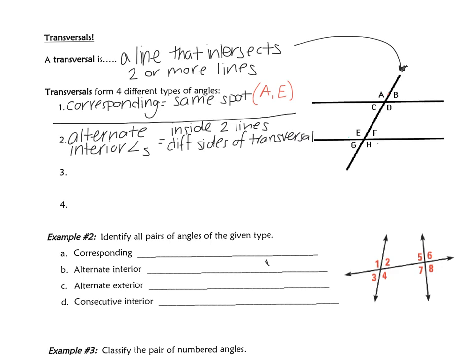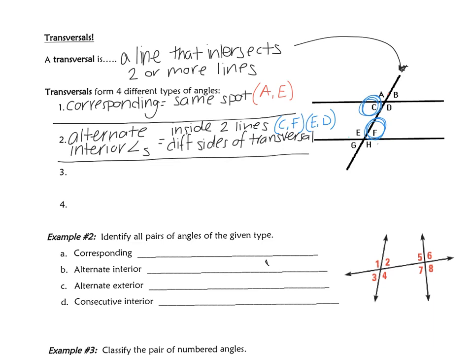So, looking at those are my only options. But now they have to be on different sides of the transversal. So if I'm looking at C, the only other option that's inside and on the different side of the transversal would be F. So my example would be CF. It also could be ED because they are both inside on the opposite side of the transversal. Okay, so that's our next set.